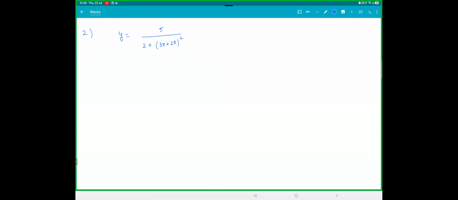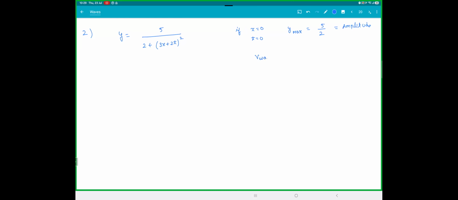When do you get the maximum value of y? If you put x equal to 0, t equal to 0, the value of y is maximum. The denominator becomes minimum when the square function is 0, so you get the maximum. So this is your amplitude. The peak value is at this.